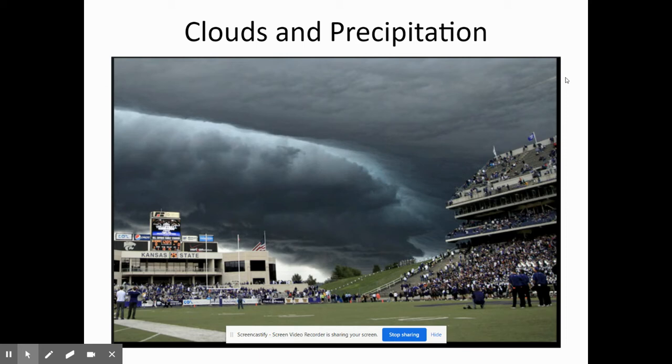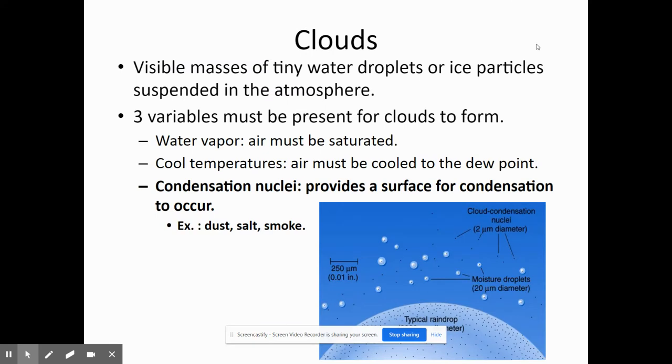Today, we'll be talking about clouds and precipitation. Clouds are visible masses of tiny water droplets or ice particles suspended in the atmosphere.